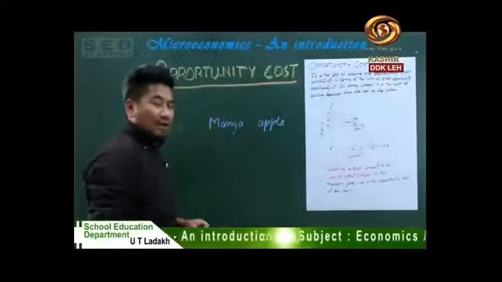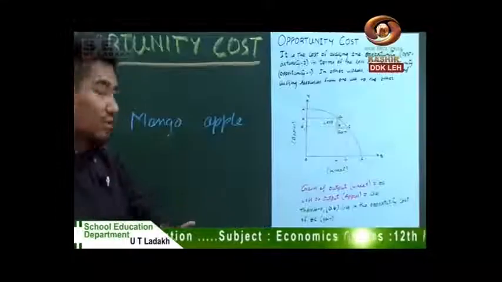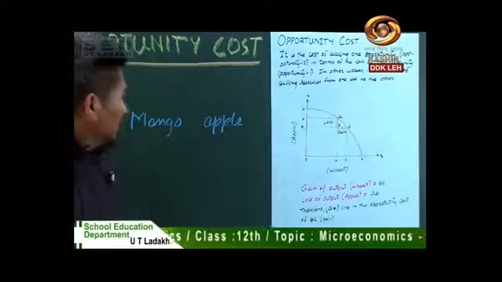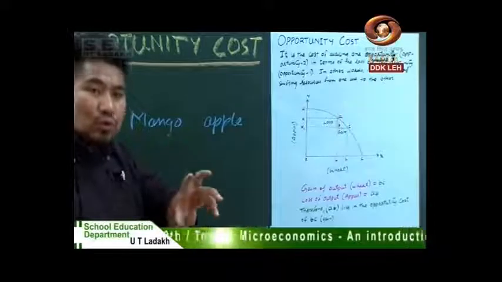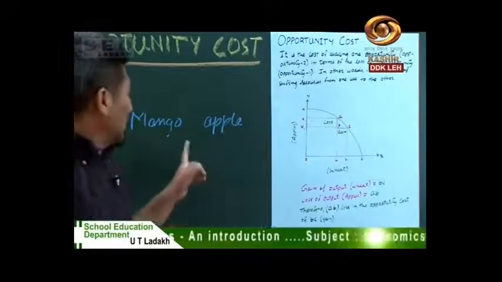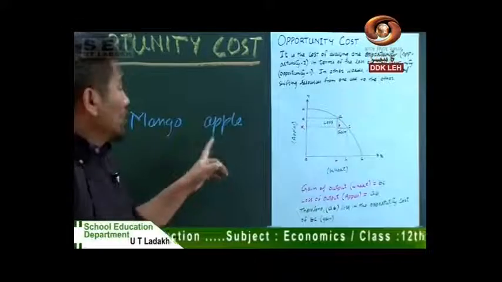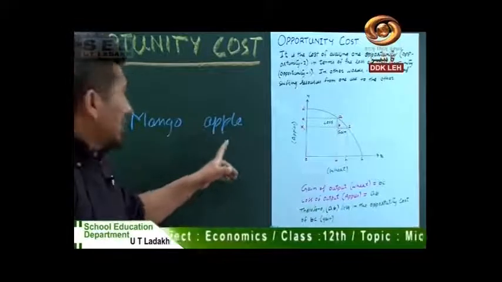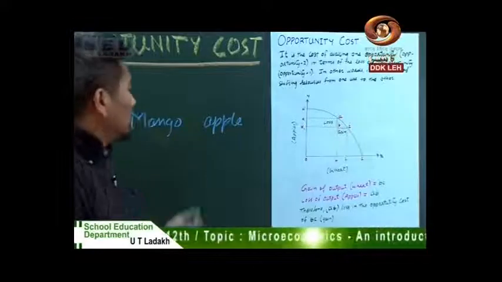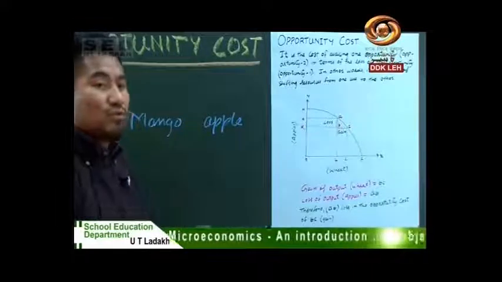Okay, at a time you have 2 fruits, 1 mango and an apple. Now you are told to eat only one of them. Remember, you cannot have both mango and apple. You are told to have only one of them, either mango or the apple. Which one would you choose?